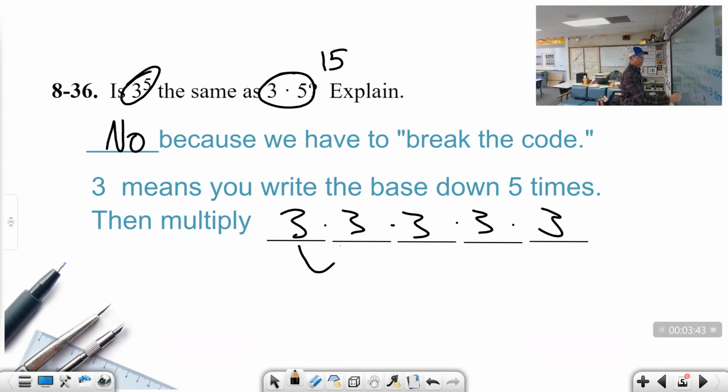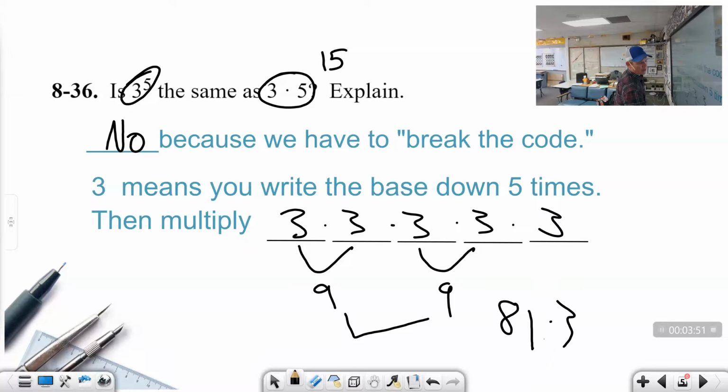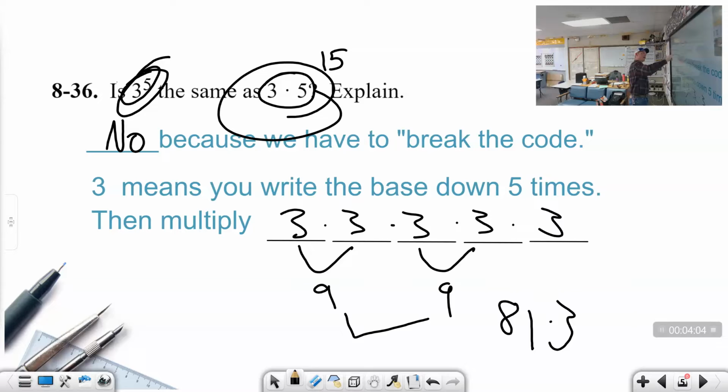Then multiply. I go this way. 3 times 3 is 9. 3 times 3 is 9. 9 times 9 is 81. 81 times 3 is 243. Now I can do this math in my head because I have done this so many times. But I want you to recognize this and this are not the same. That's why we write it differently.